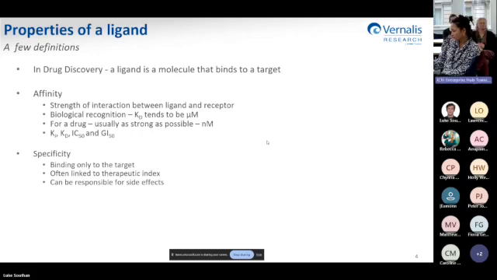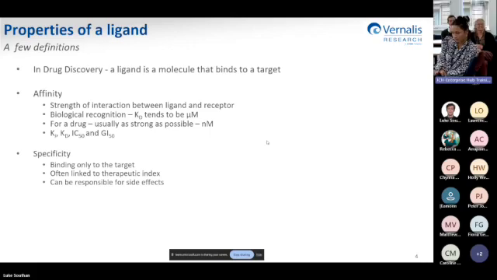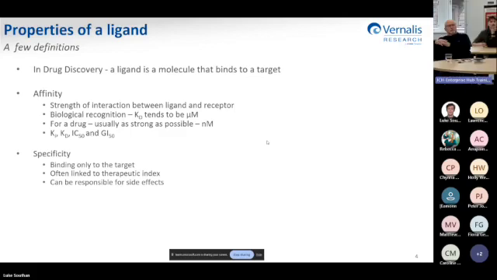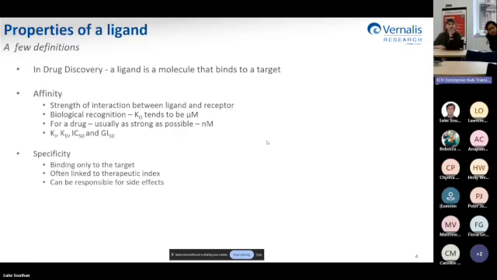I also stole these slides off someone else, and I don't agree with all of them. KD does not tend to be micromolar for biological systems. That's nonsense. Sometimes it is, sometimes it's nanomolar. Anyway, also for a drug, we don't necessarily want to be as strong as possible. So we're going to argue with that. I'm not going to discuss it. One of the important bits as a biophysicist: KD and KI, if you can make them the assay-independent versions rather than the IC50, that saves a lot of problems later on.